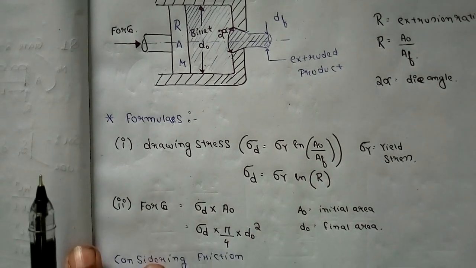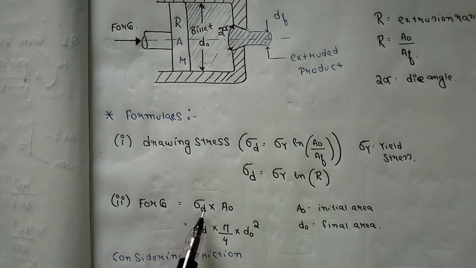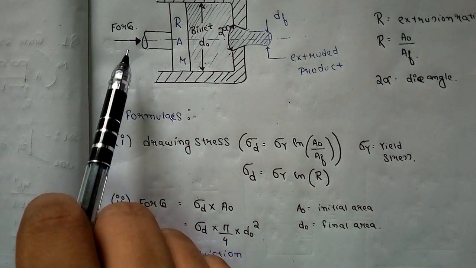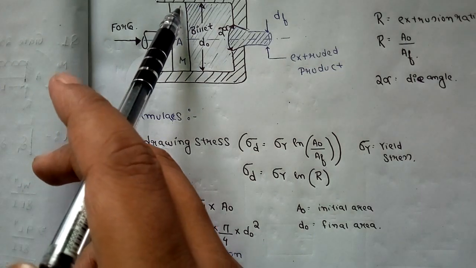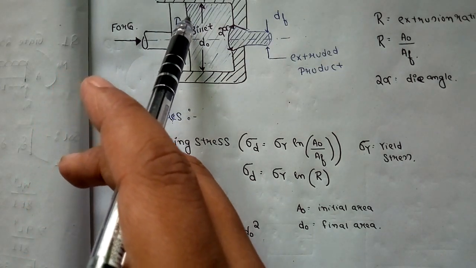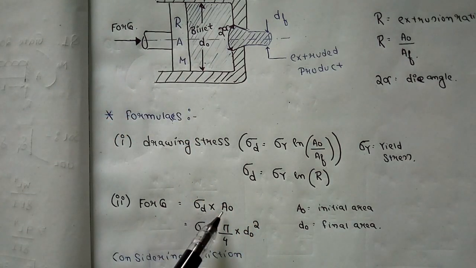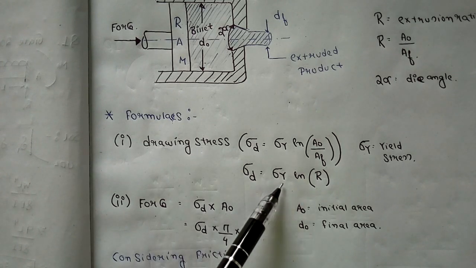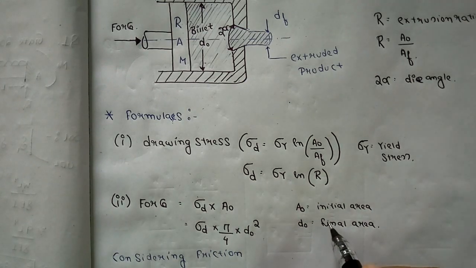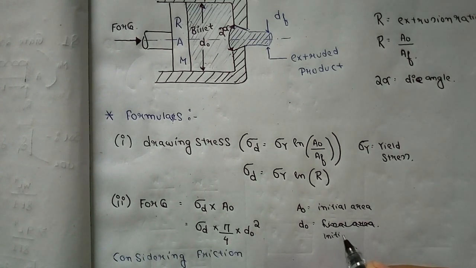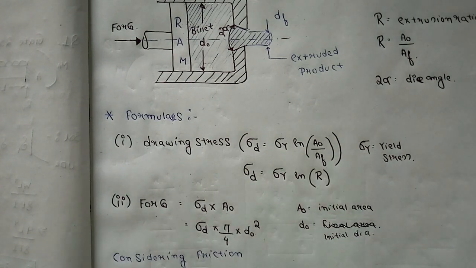Please remember this. And we know that force is nothing but stress into area. Here we take the initial area, because we provide the force through the ram, on the initial diameter side. Therefore force is equal to sigma d into the initial area. Sigma d we have already calculated, so we put that value here into pi by 4 into d0 square, the initial diameter square. So here A0 is the initial area and d0 is the initial diameter, right? Please remember this.